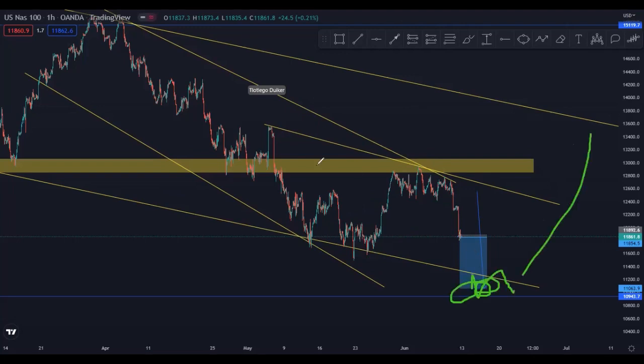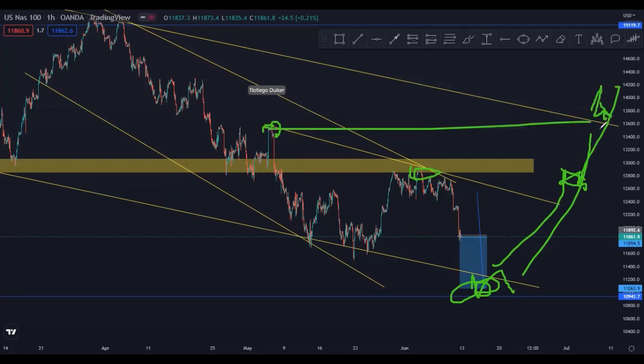Then we're going to start looking for buys. First touch, second touch, third touch, it's a break. We might get a retest, then a continuation. First target hit, breakout, retest, continuation.